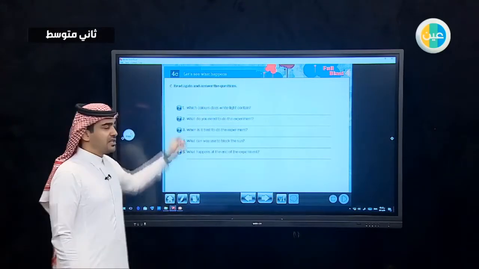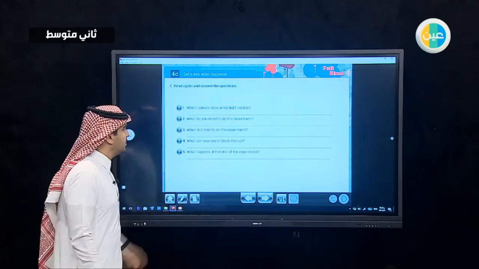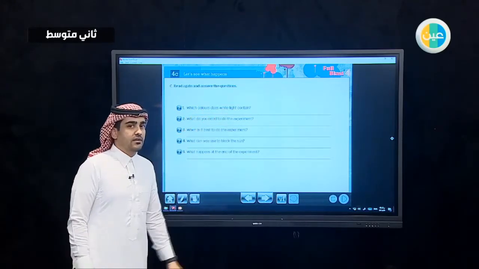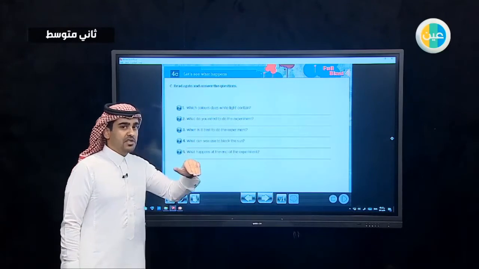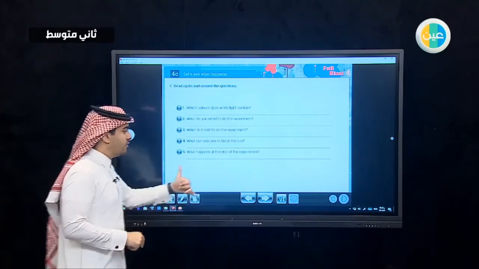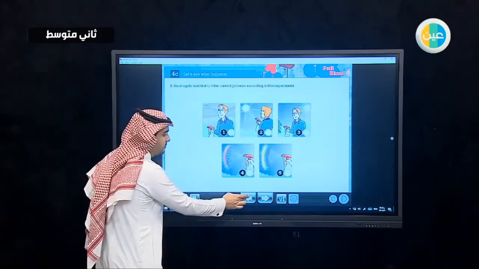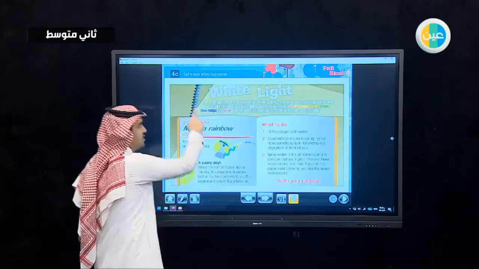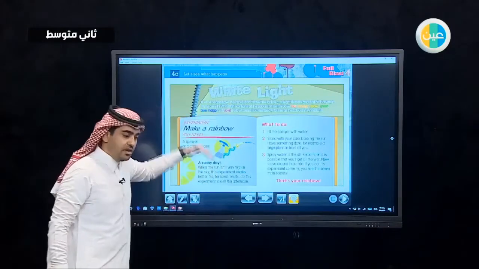Let's take a look at question number 1. Which colors does white light contain? The white light coming from the sun. How many colors does it contain? If we go back to the passage, you can find the answer if you read again.